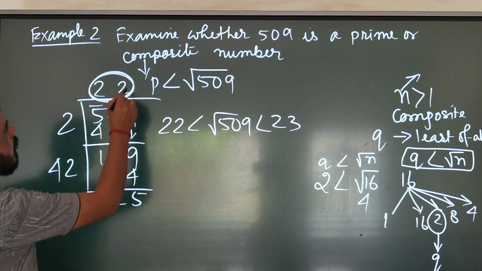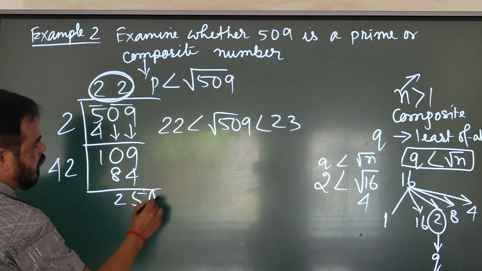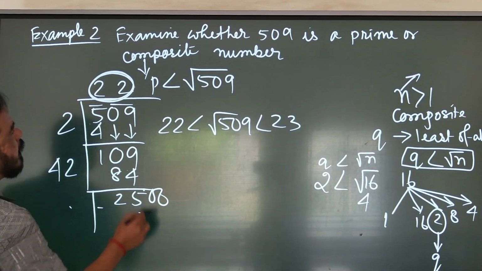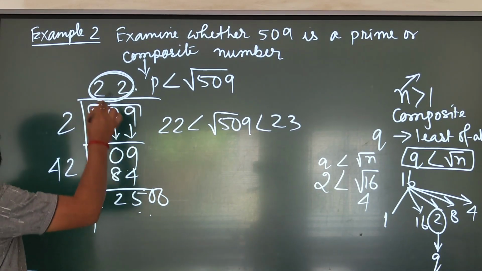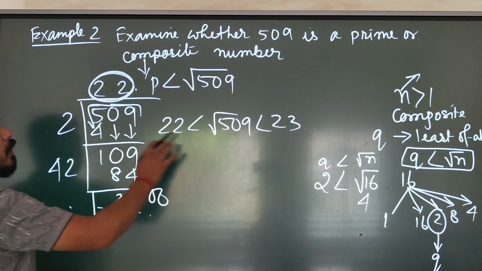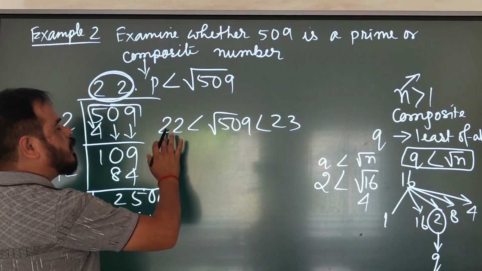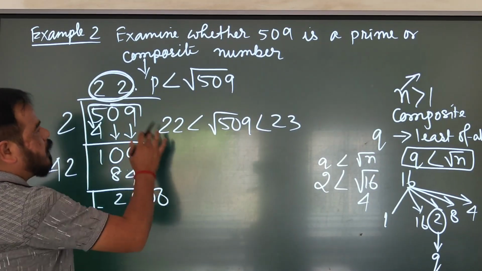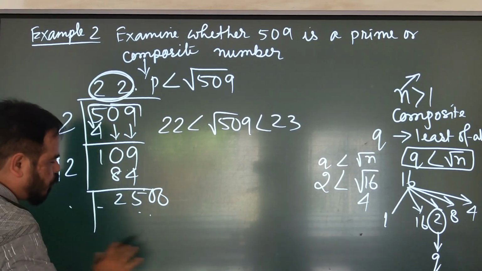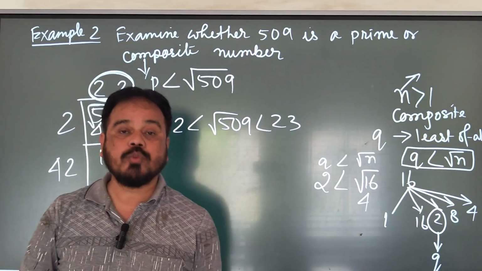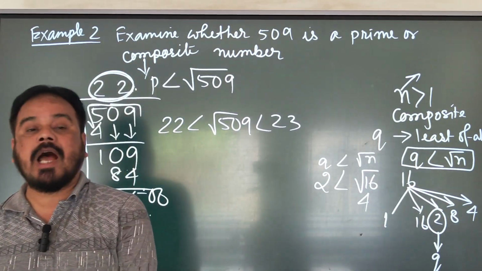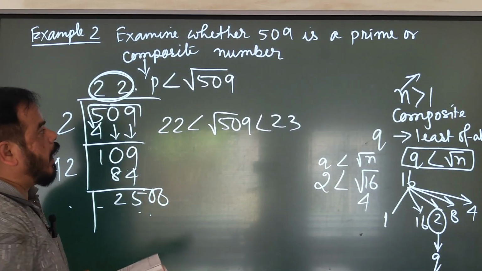So if we go on dividing like that, it will be decimal something, 00, then we will go on dividing. So 22 point something we will get here. Square root of 509 we will get 22 point something. That means the square root of 509 will be between 22 and 23. We are not going to finish the square root, because we are trying to get the idea.